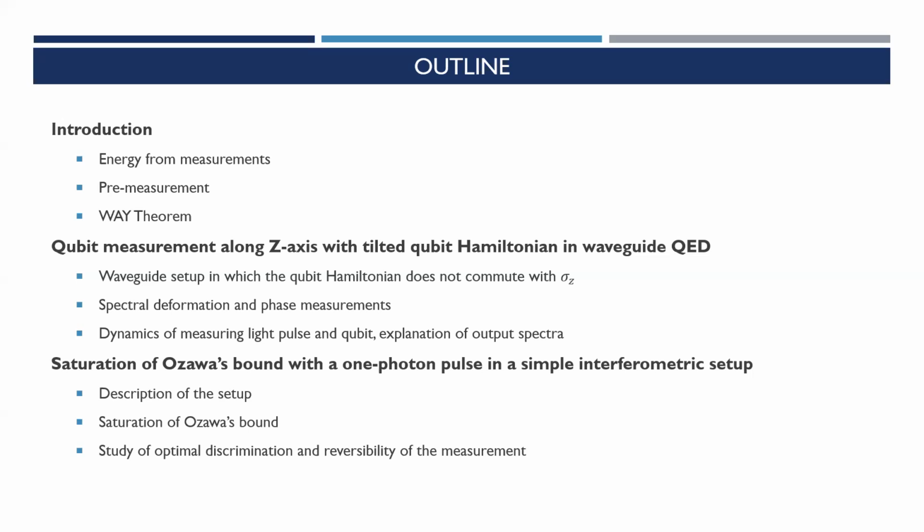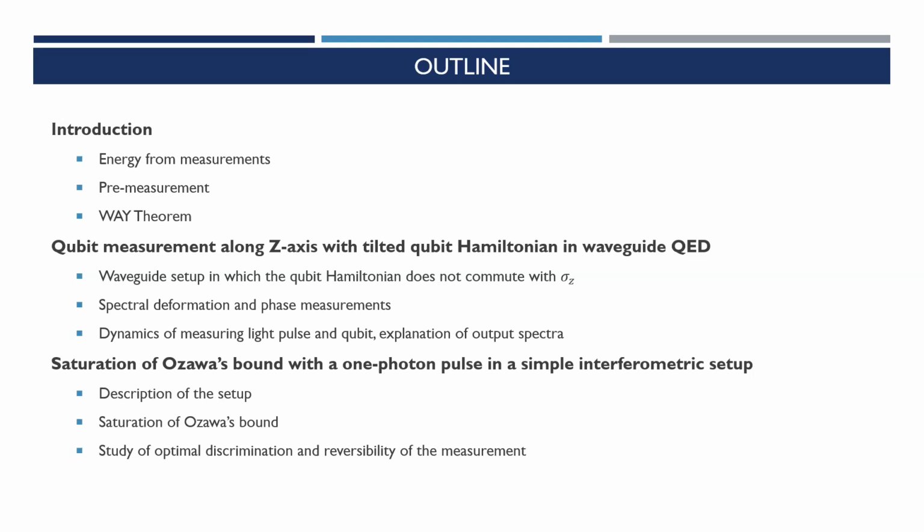And then I will talk about these two works that are both, let's say, at the end of their process, so we are actually writing the papers on these things. One is a simple setup in the waveguide, as we talked about many times today, in which we use a pulse to measure a qubit in the sigma z direction. But the twist is that the qubit Hamiltonian is tilted, so it will not be sigma z, but something tilted in the Bloch sphere.